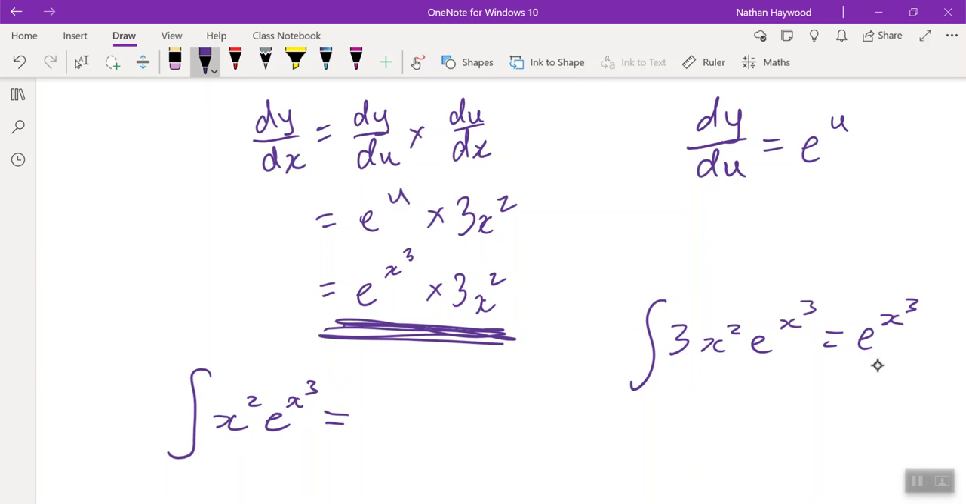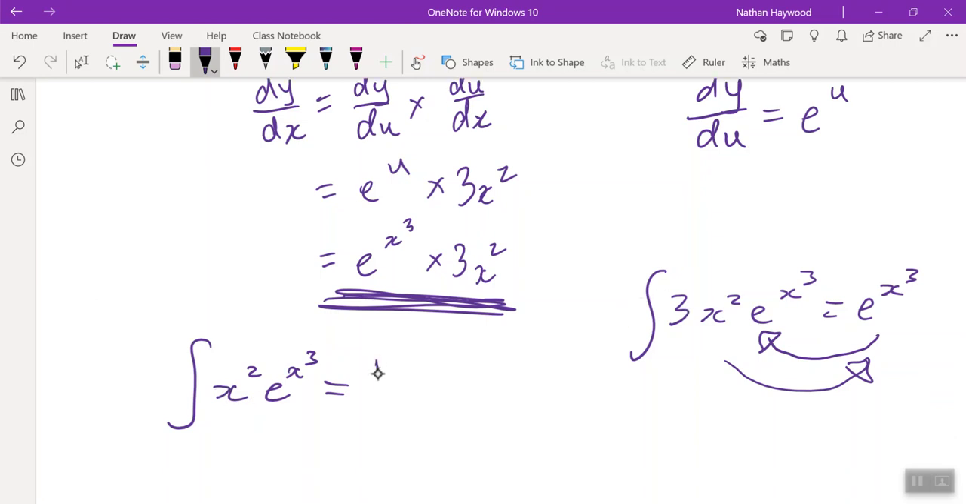So we integrated, we differentiated to get this, yeah? So we know the integral of this is that. So there's no 3 at the front of this one, right? So we simply just take the 3 out the front and it becomes, so we use the derivative to find the integral.